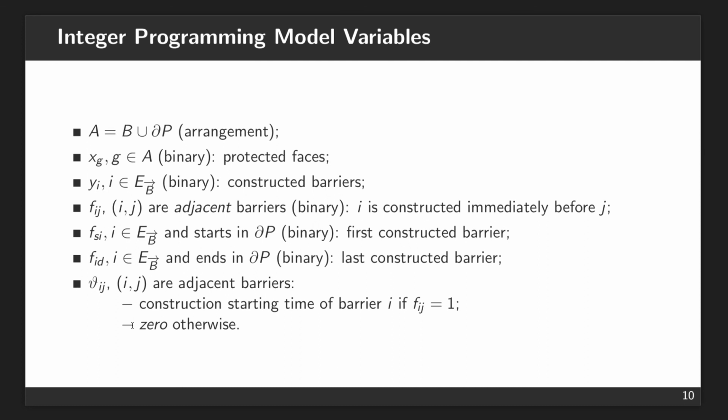And then we have these theta_ij variables that we use to define, well, if this variable is 0, this means that barrier i will not be constructed immediately before j, so it gets the value 0. Otherwise, this variable will get precisely the starting time of the construction of barrier i.